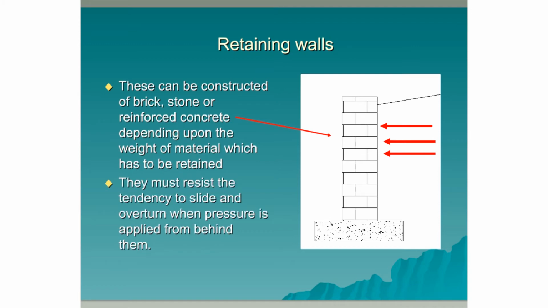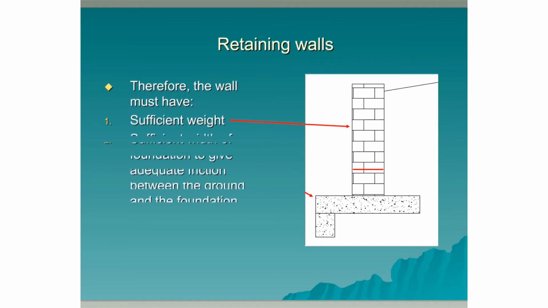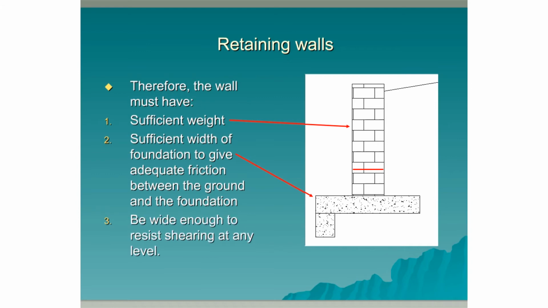They must resist the tendency to slide and overturn when pressure is applied from behind them. Therefore, the wall must have sufficient weight, sufficient width of foundation to give adequate friction between the ground and the foundation, and be wide enough to resist shearing at any level.